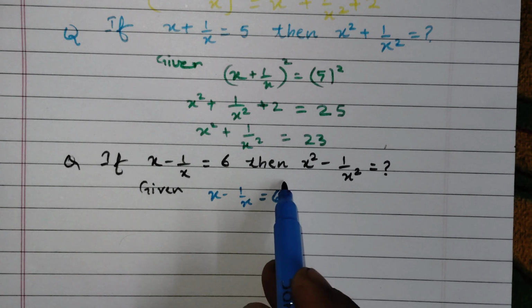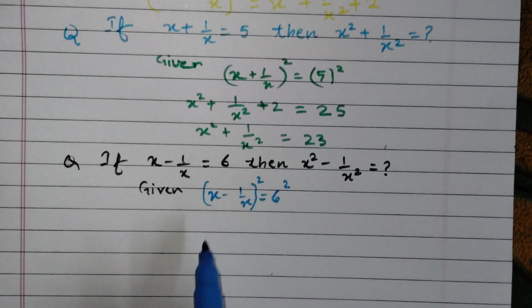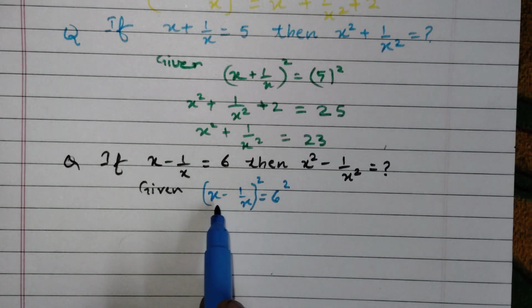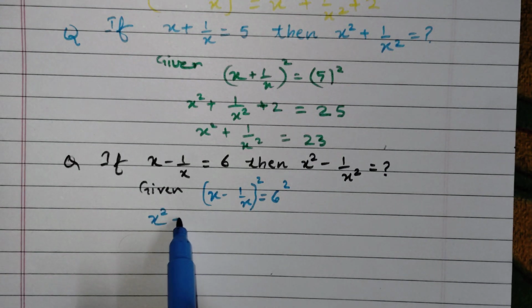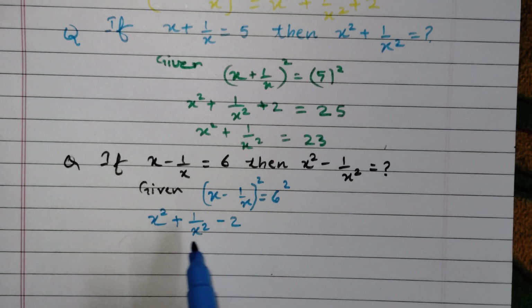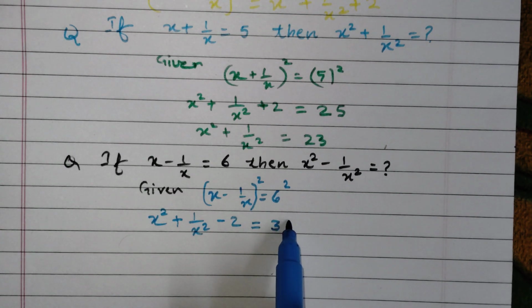So squaring both sides, we get (x minus 1 upon x) whole square equal to 6 square. So the squaring formula we use here to open. This gives us x square, then plus 1 upon x square, then minus 2. This is the whole square of x minus 1 upon x, equal to 6 square, which is 36.